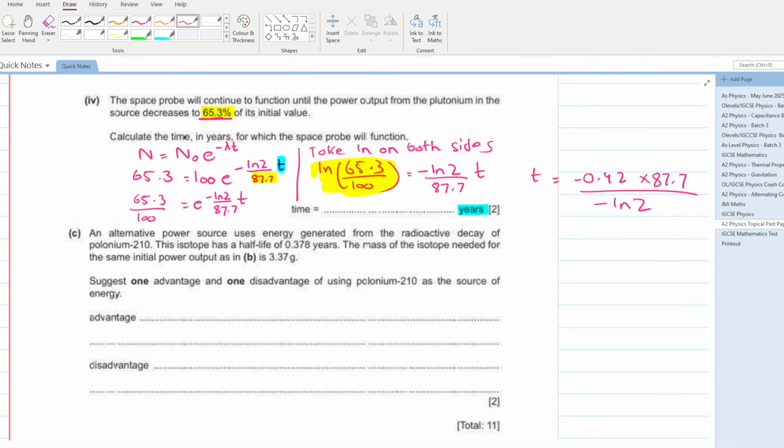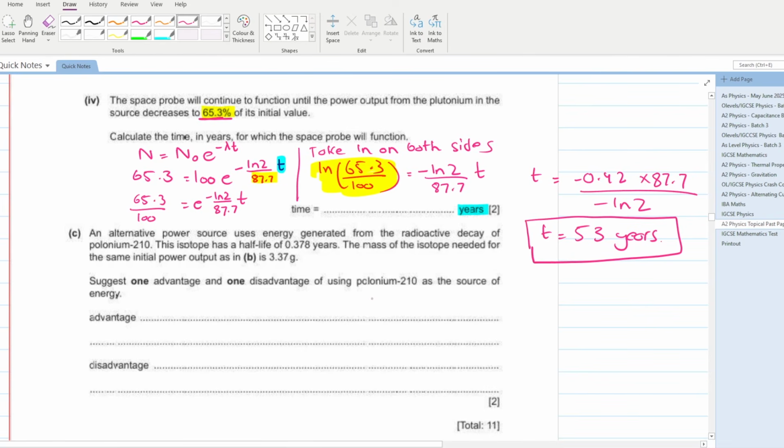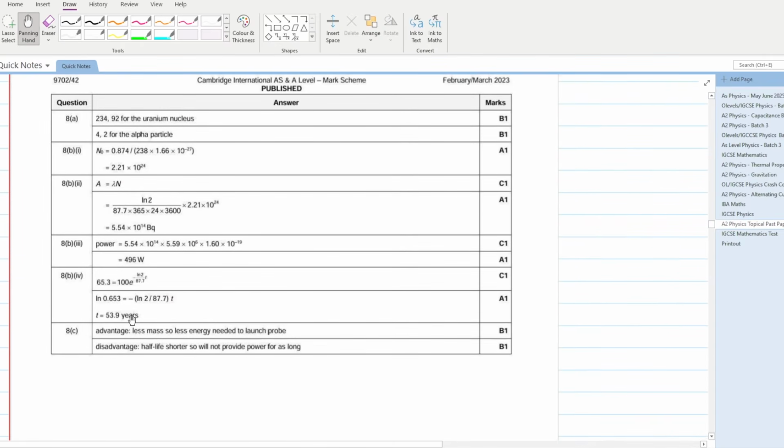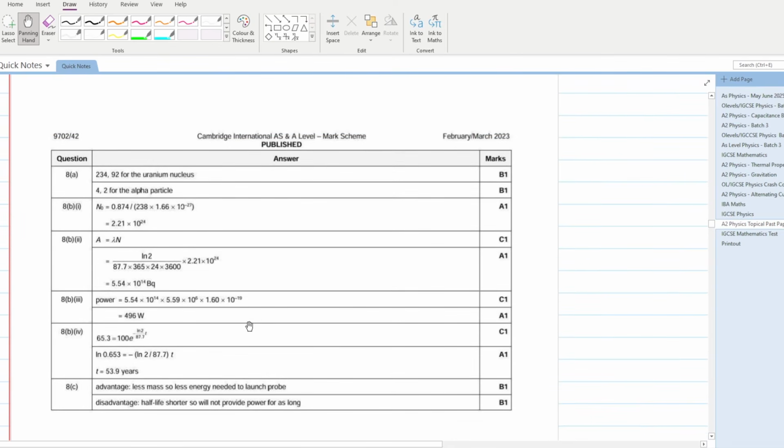Oh, one second. Why is the calculator giving a math error? Maybe something is wrong here. ln2, yeah, this comes out to be 53. So 53 is the amount of time for which this source can keep providing power. Let's also check the marking scheme because I was getting a math error initially. Yeah, so 53.5 years or 53 years, correct. Okay, and our other answers are also correct. That's good.